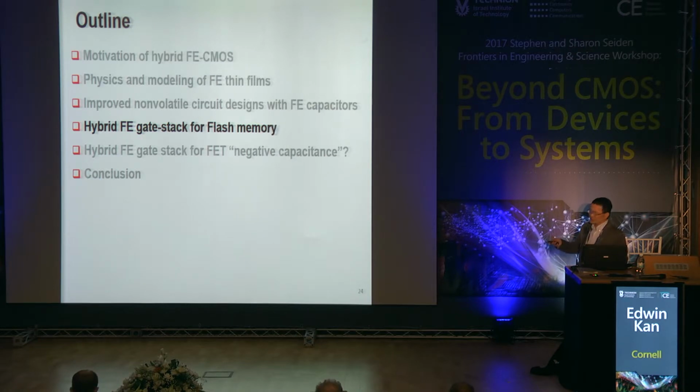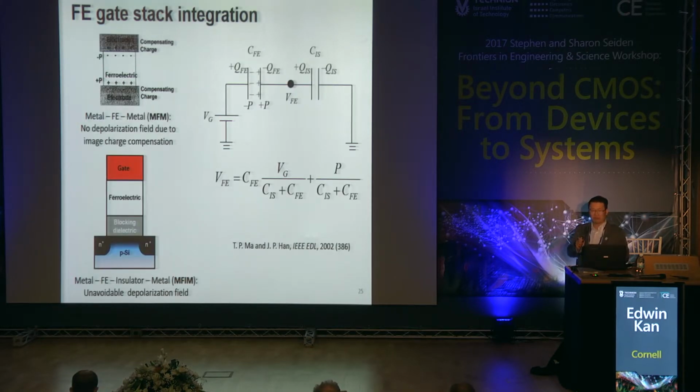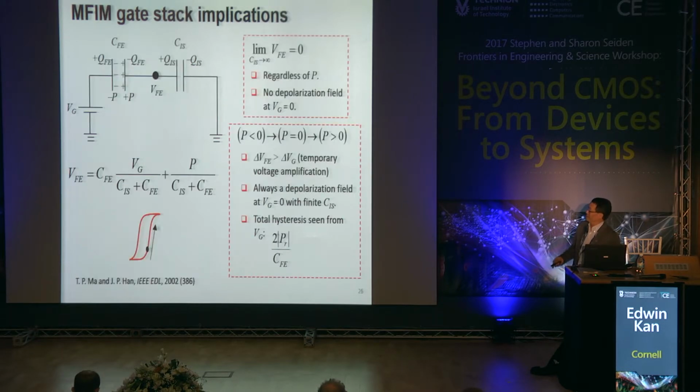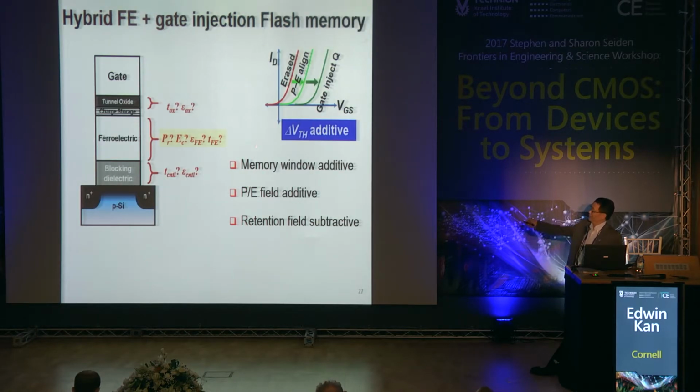Okay, just to mention, in the ferroelectric memory, actually there is a way to make it together with flash, and make it better. You can envision a hybrid device with ferroelectric and flash memory charge storage, where the memory window from charge and polarization will be additive, the program erase field can be additive, and the retention field is subtractive. Okay? These are possible.